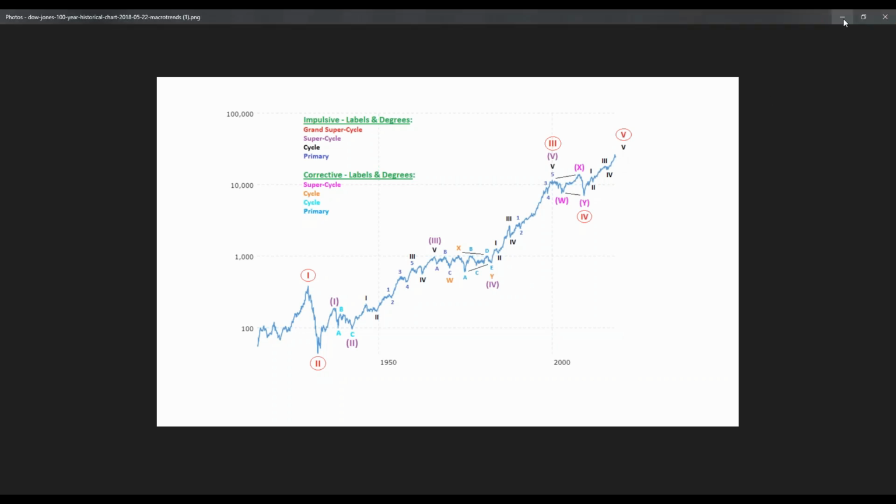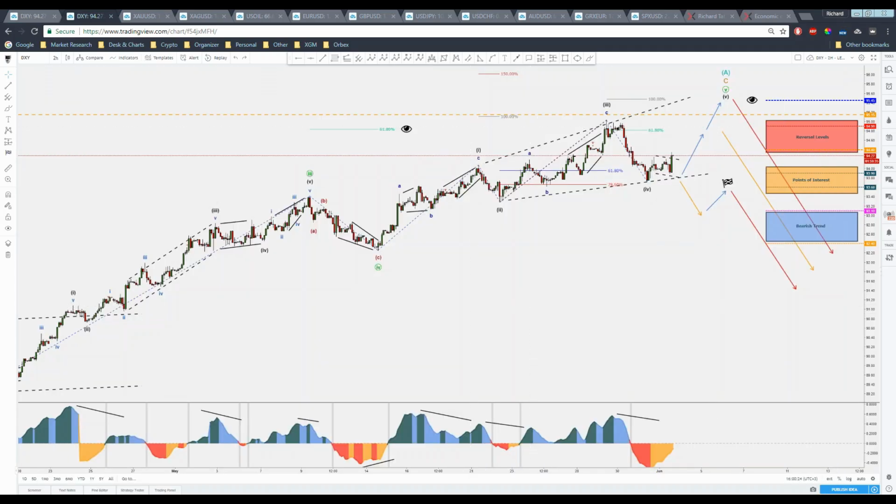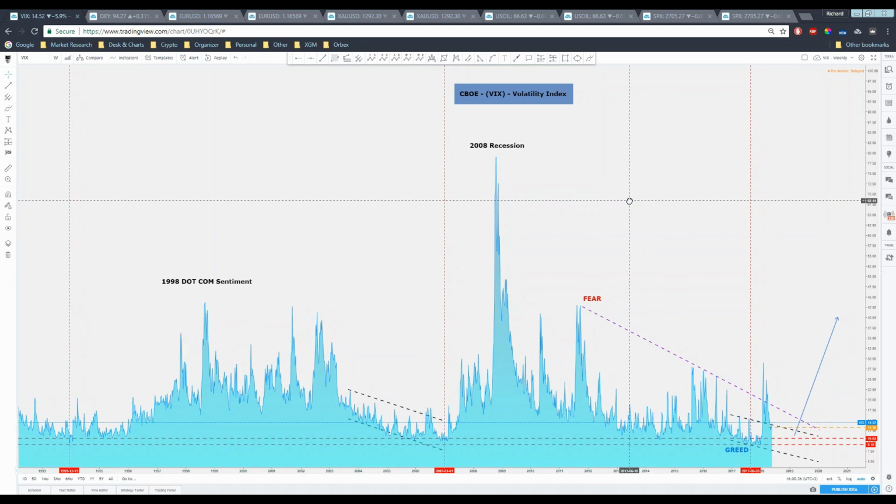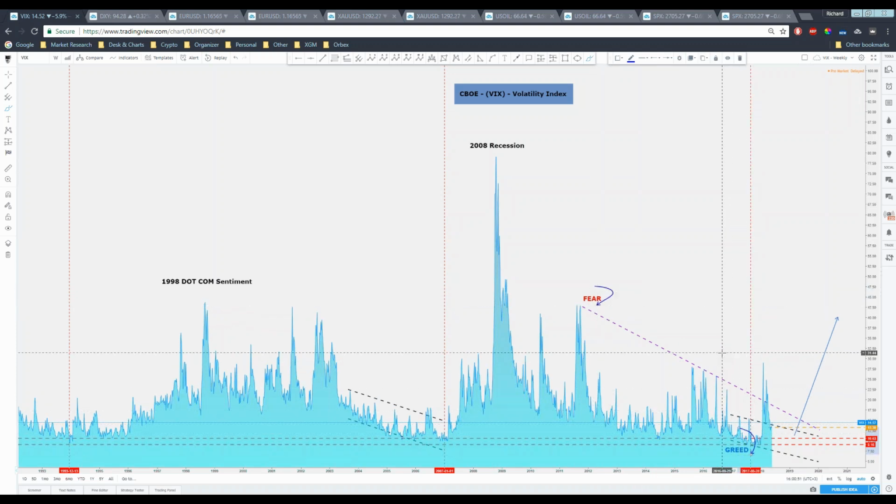Now what I'm going to do right now is minimize it, pull up a few more charts, and show you a couple of things. Now, this is the VIX, the volatility index, the CBOE. For those of you who don't know, this is obviously a volatility index, and what it measures is fear. It's also called the fear and greed indicator, right?